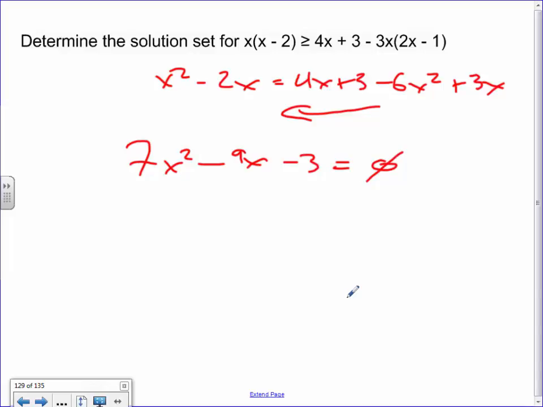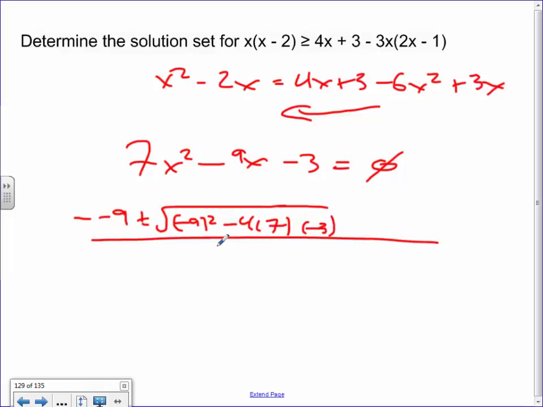3. Well, this sucks. So, quadratic formula. Negative 9 plus or minus the square root of negative 9 squared, minus 4, 7, negative 3, all over 2 times 7. Okay, that'll be a 9, and that'll be a 14.